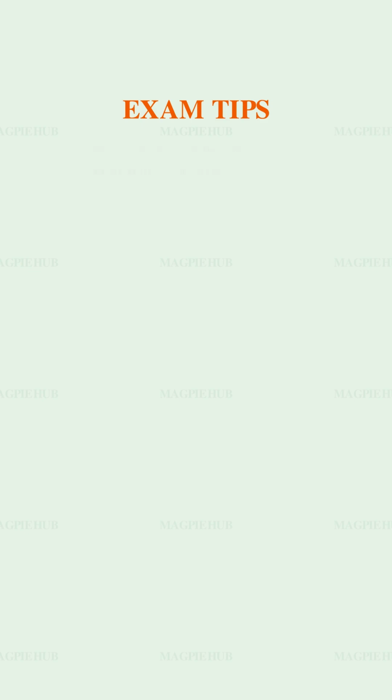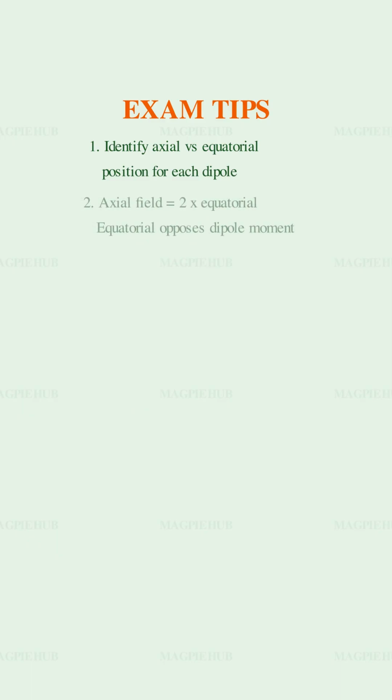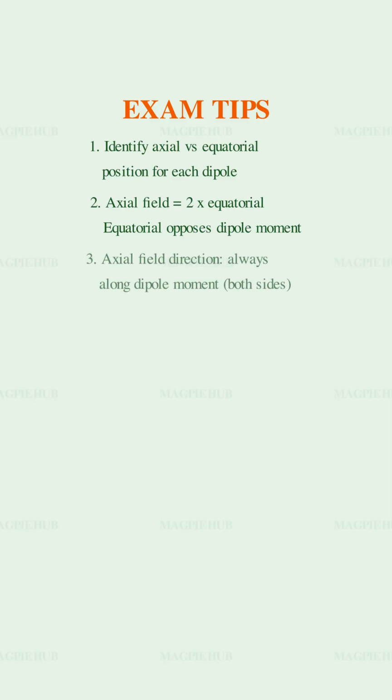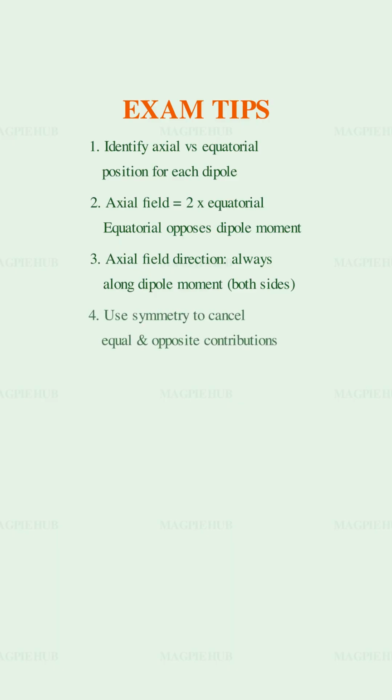Exam tips for dipole field matching problems. First, always identify whether the observation point is on the axial line or equatorial plane of each dipole. Second, remember axial field is twice the equatorial field, and equatorial field is opposite to the dipole moment direction. Third, for axial field, it always points along the dipole moment direction, regardless of which side you are on. Fourth, in matching problems, use symmetry arguments to quickly eliminate options. If two dipoles are equal and opposite, their contributions cancel.